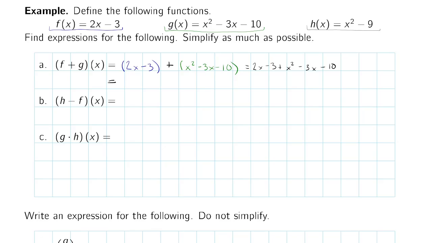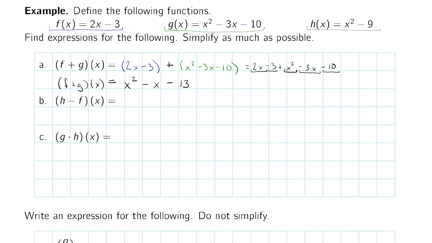So I've just got one x squared term, so I've just got x squared. And then I've got a 2x minus 3x. That's going to be a negative x. And then I've got negative 3 minus 10. That's going to be minus 13. So f plus g of x is given by the expression x squared minus x minus 13.